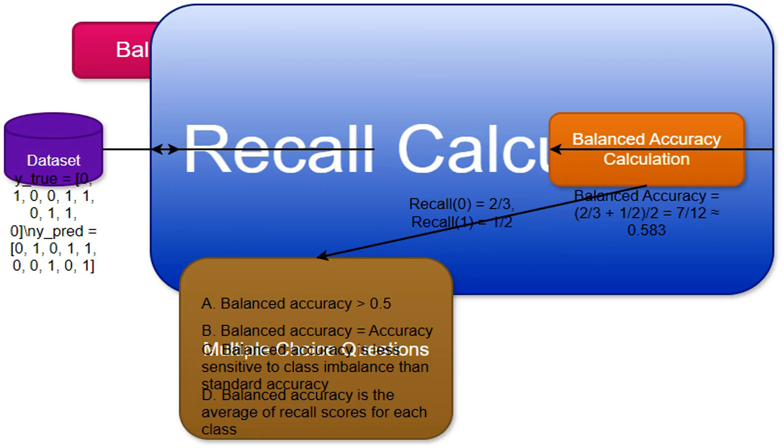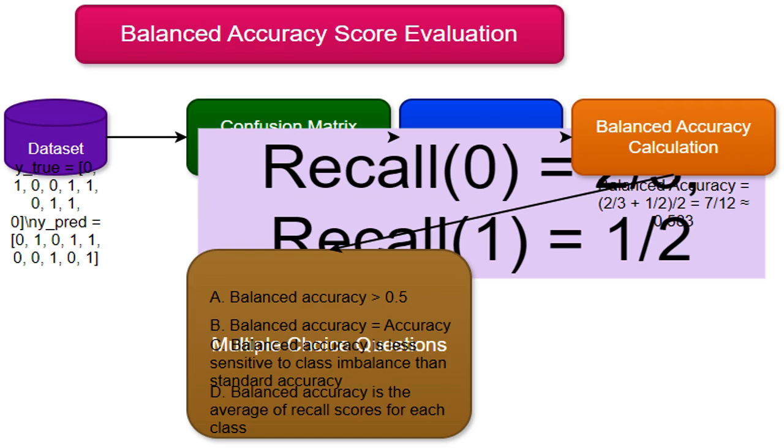Next, I'll calculate the recall for each class. Recall for class 0 is the number of true negatives divided by the sum of true negatives and false positives. Similarly, recall for class 1 is the number of true positives divided by the sum of true positives and false negatives. That's 4 divided by 4 plus 2, equals 2/3 for class 0, and 2 divided by 2 plus 2, equals 1/2 for class 1. These represent the model's ability to correctly identify instances of each class.